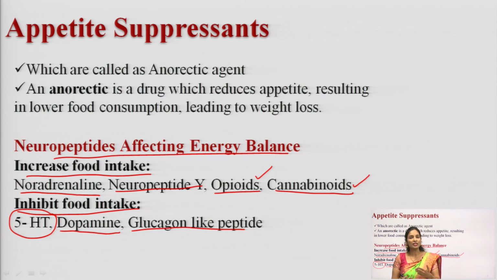So, by decreasing the appetite, a decrease in food consumption will be seen. Then the person can reduce weight very easily. But these drugs are not preferred because they can produce toxic effects.